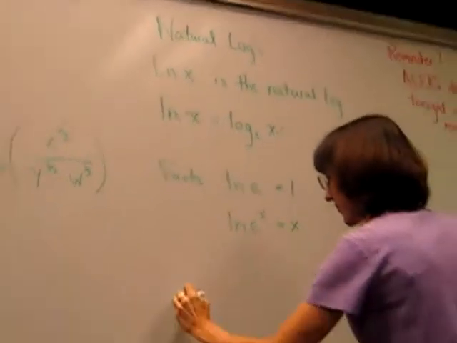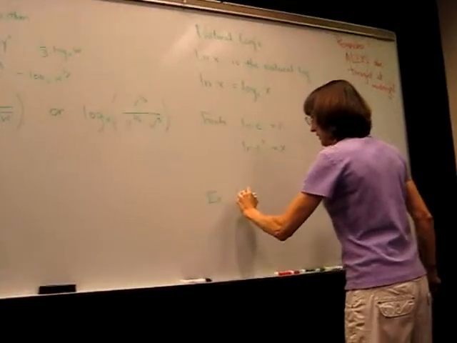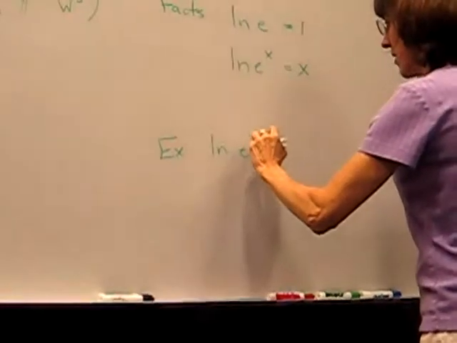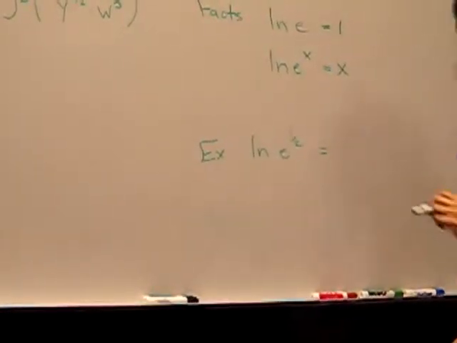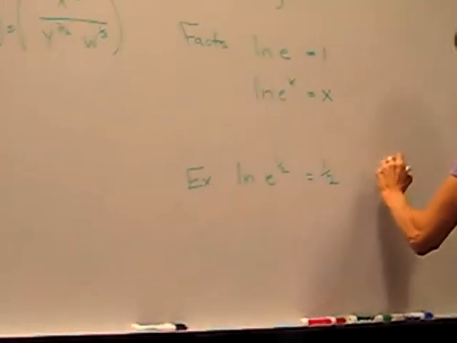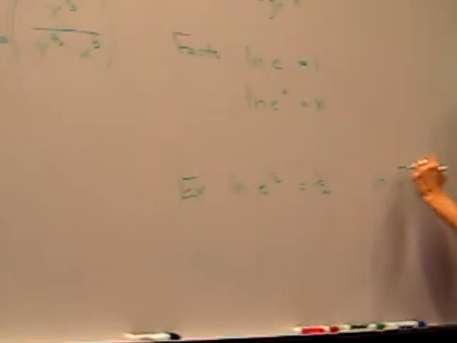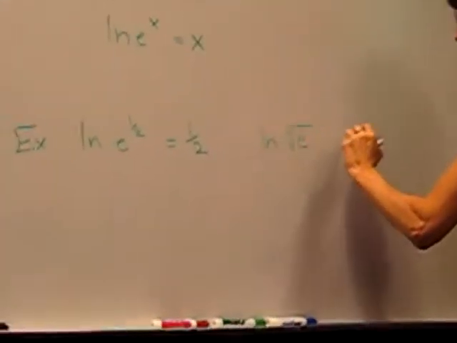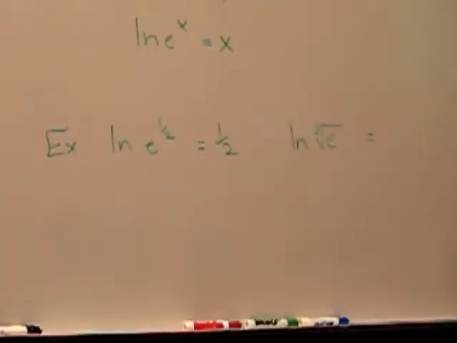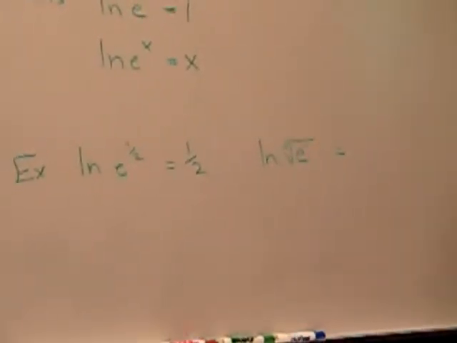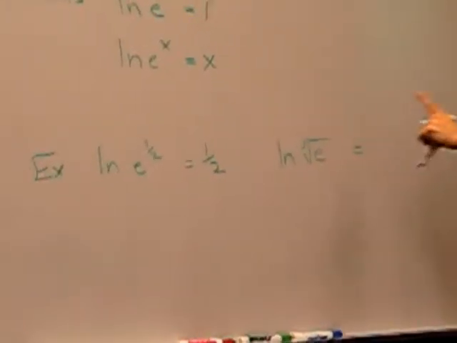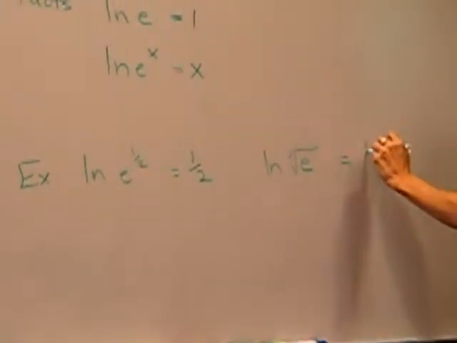For example, ln of e to the 1/2 is 1/2. Ln of the cube root of e is one third, because the cube root is a 1/3 power. So that's 1/3.